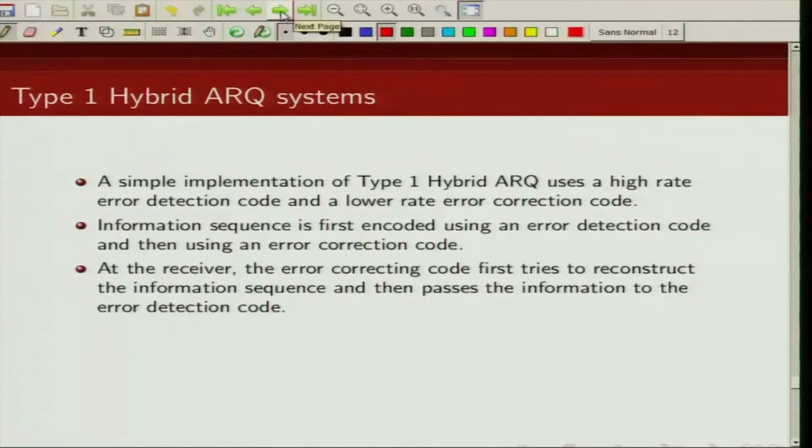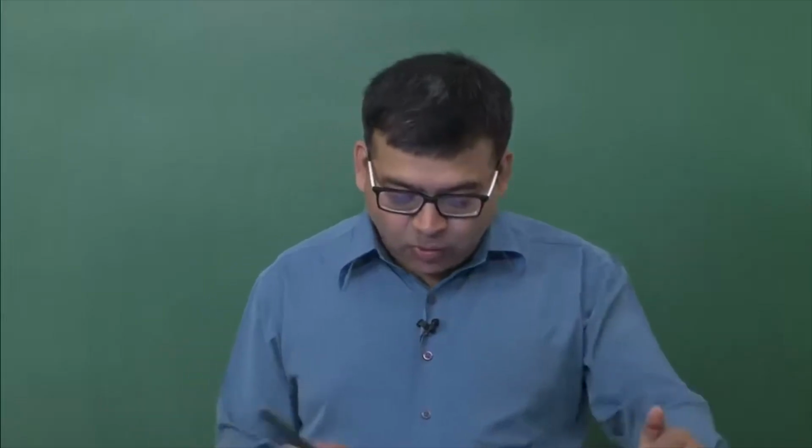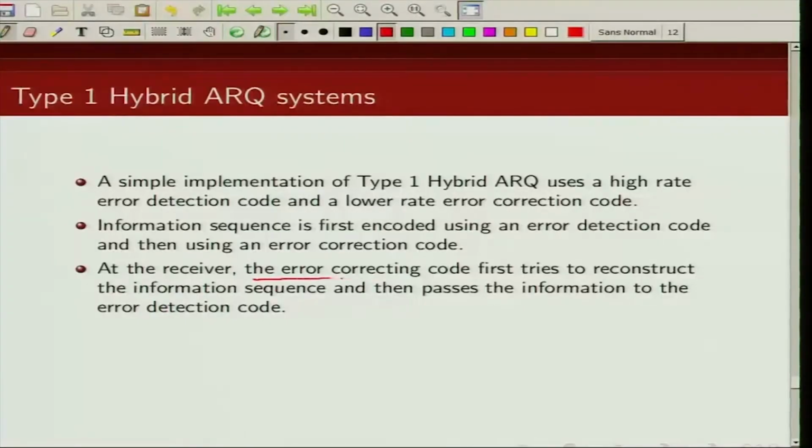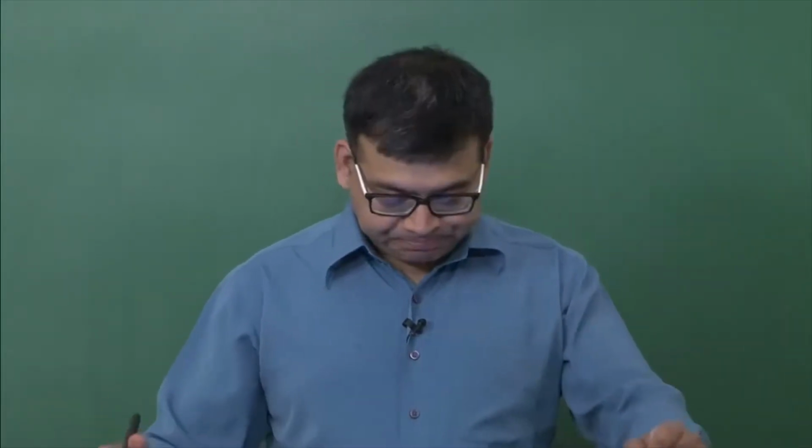At the receiver, when you receive this coded packet, you first try to decode and try to correct errors. So at the receiver, the error correcting code first tries to reconstruct, or estimate, the information sequence, and then it passes that information to the error detecting code, which is going to check whether the estimated information sequence is in error or not.